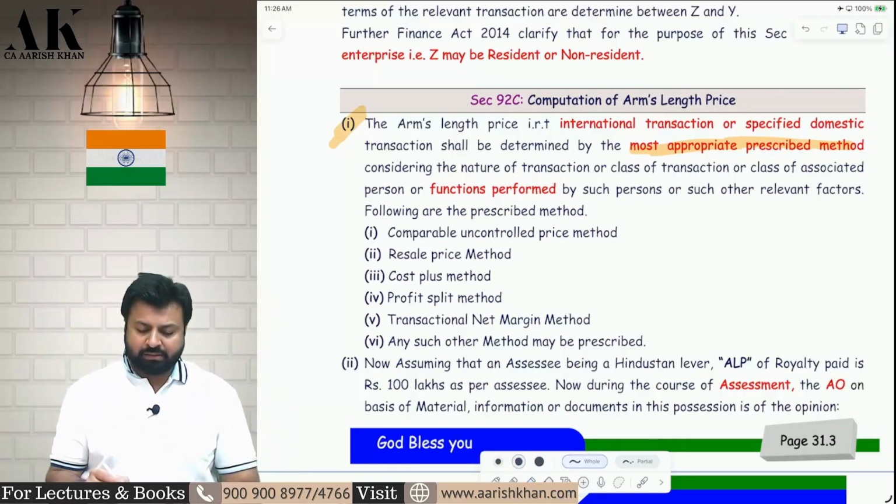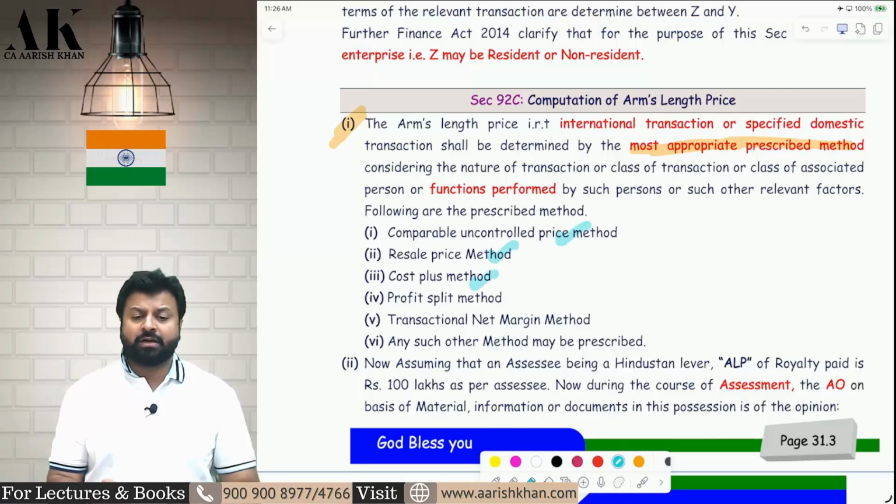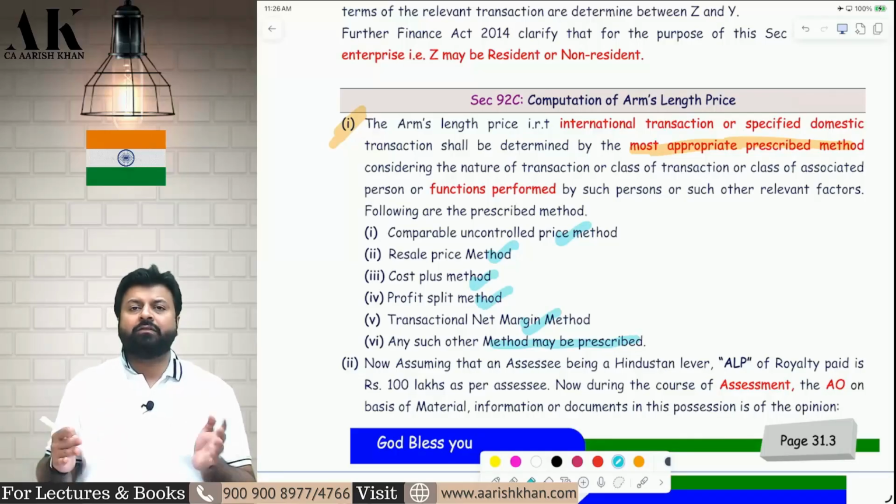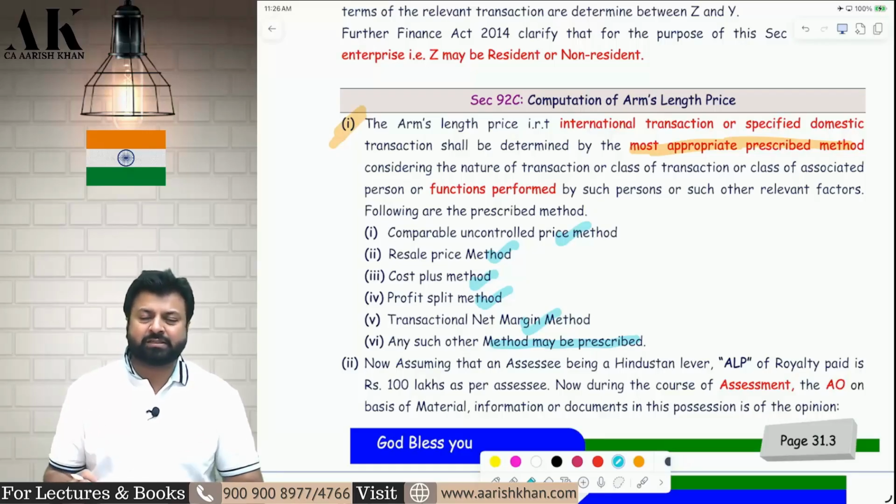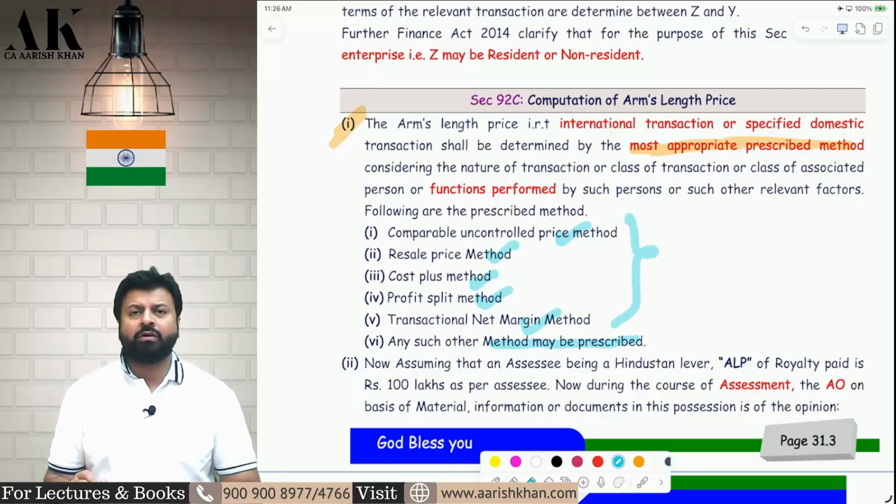So which are the 6 methods? Comparable uncontrolled price method is the first method. Then resale price method, cost plus method, then profit split method, transactional net margin method, and the last one is any other method which the CBDT may prescribe. The last one is not very important. The CBDT will prescribe on a case to case basis, if you are not able to classify your case in the first 5 methods.